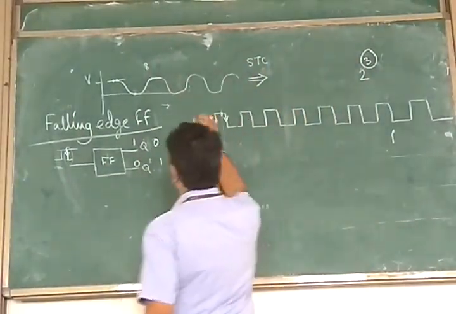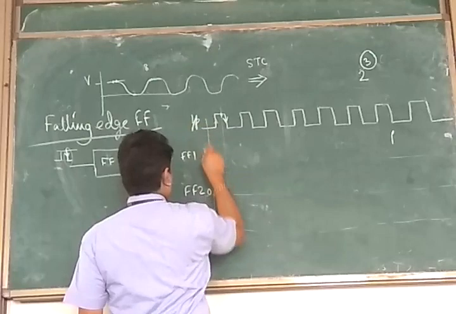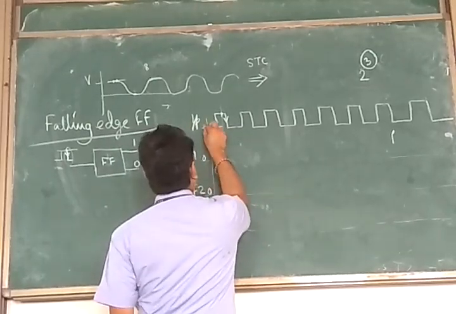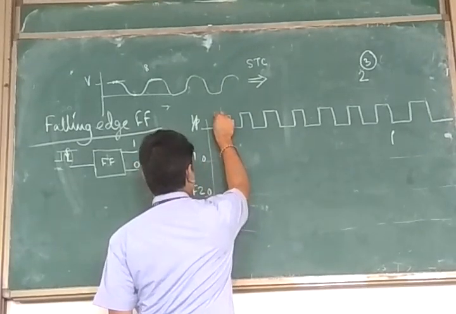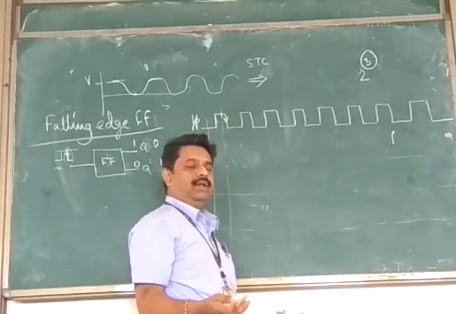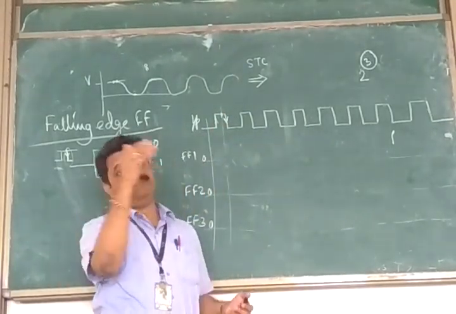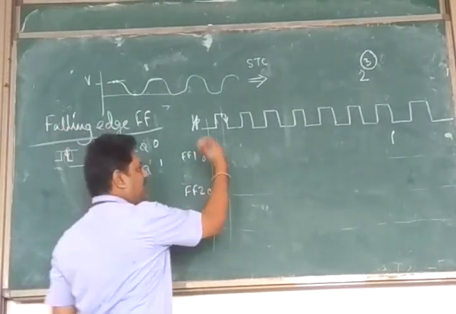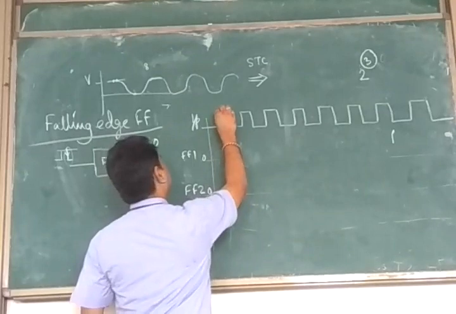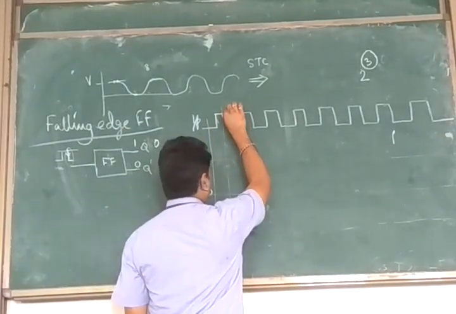This is the input that I have for the first flip-flop, flip-flop 1. I keep on looking: is there any falling edge? No, only the rising edge. A rising edge flip-flop would change its state, but we are using a falling edge flip-flop. So the rising edge will not have any impact. It is continuing in the high voltage, doesn't matter.